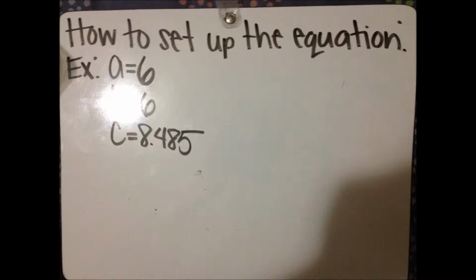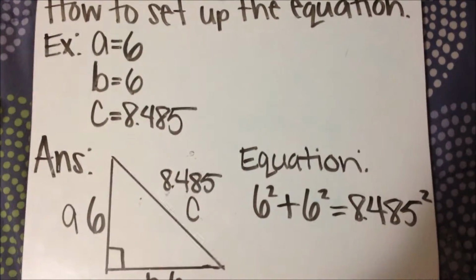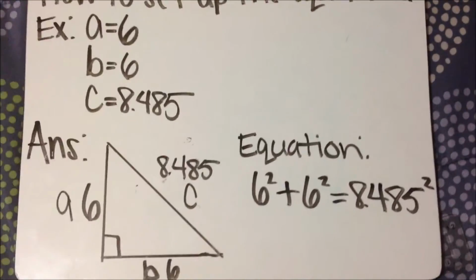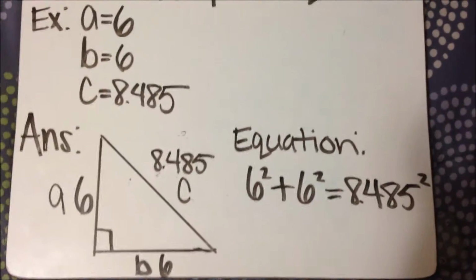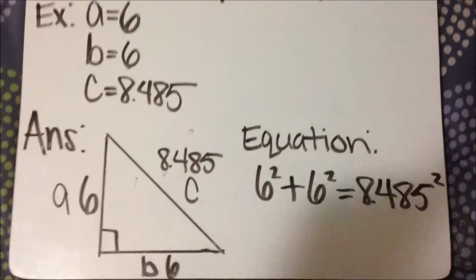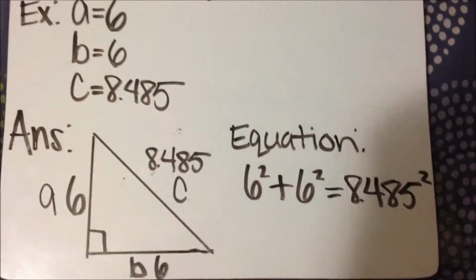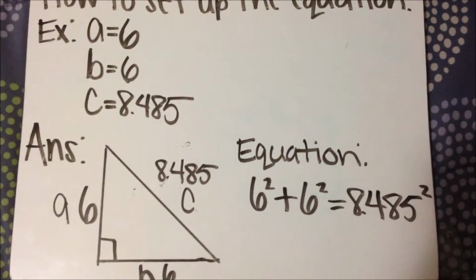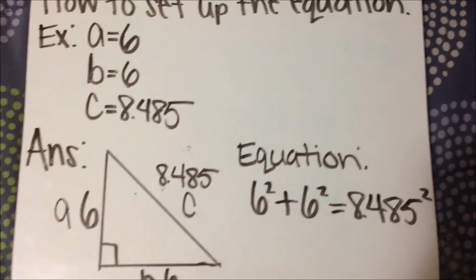Now, you are going to set up the triangle labeled A, B, and C with the given variables for A, B, and C, and you will set up the equation. Here should be your answers. First of all, you should label the triangle as the two legs A and B. Now both of them are equal to 6, so you should have both legs as 6. And then your hypotenuse you should have labeled C, which should have been equal to 8.485.